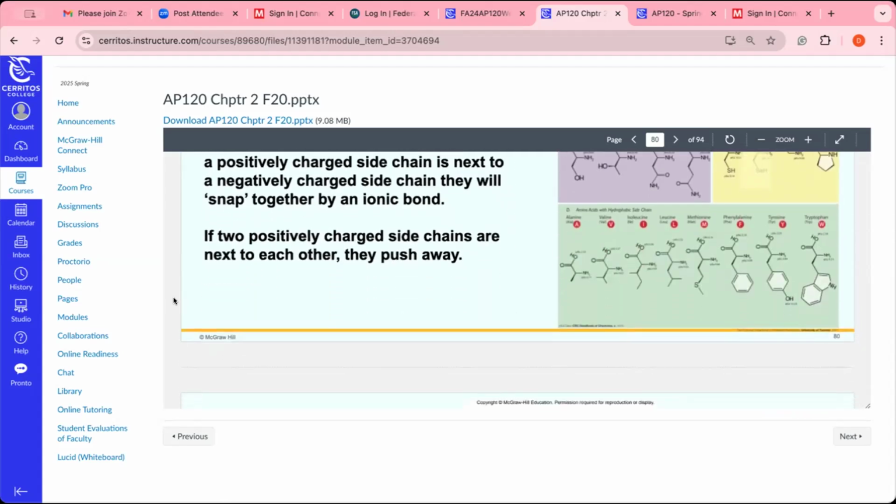If two positively charged ones are next to each other, they push away from each other.